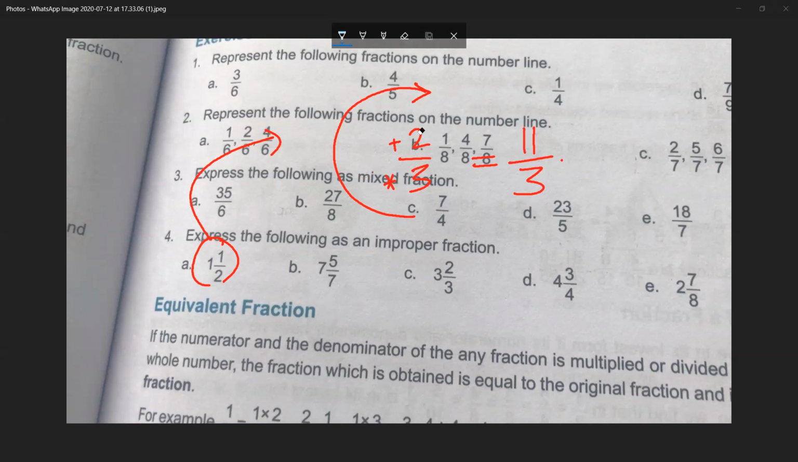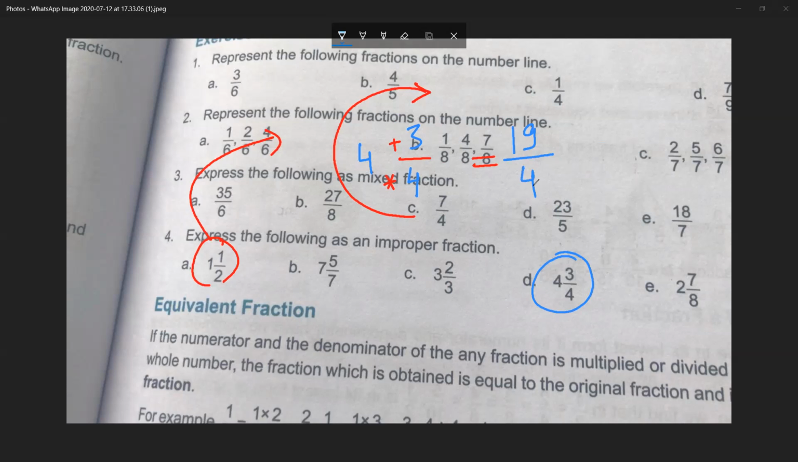Let's take another example. 4 and 3 by 4. These two get multiplied, 4 4s are 16. 16 plus 3 is 19. So my answer will be 19 by 4. Sarthak, have you understood? Yes, sir.